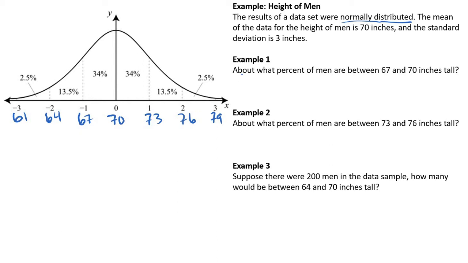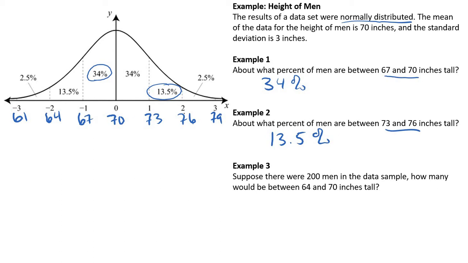So let's look at problem 1. What percent of men are between 67 and 70? Well, let's look. So 67, 70, notice? Oh, 34%. So our curve tells us that. Number 2, what percent are between 73 and 76? We look over here. Oh, 13.5%. No problem.